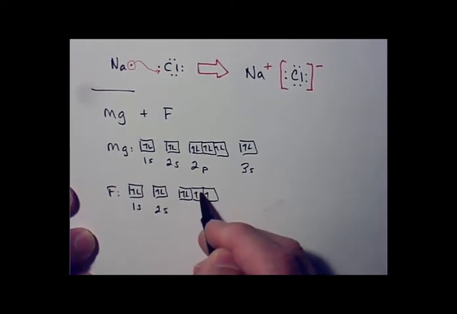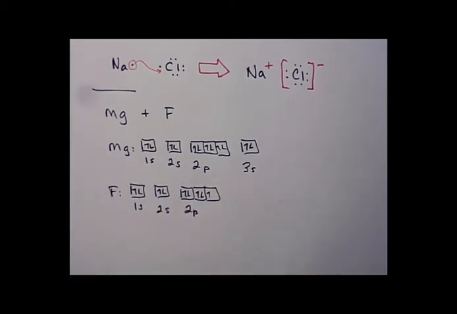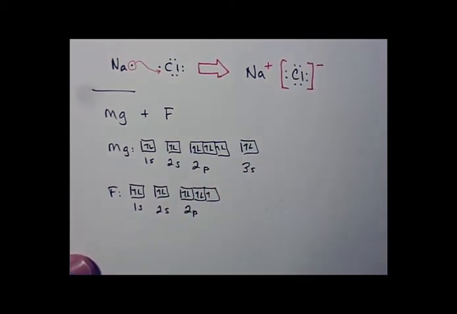Two, 3, 4, 5. Okay, and so we want to work it out so that magnesium has a full outer energy level, and that fluorine also has a full outer energy level. So what am I going to do? Add some more electrons? Okay. Well, let's see. I need to get rid of how many electrons from magnesium? It's the metal. Just 1? 2? 2 of them.